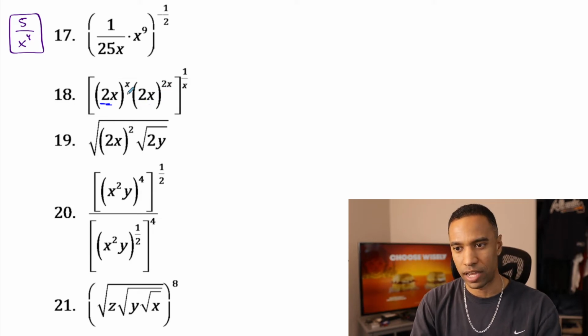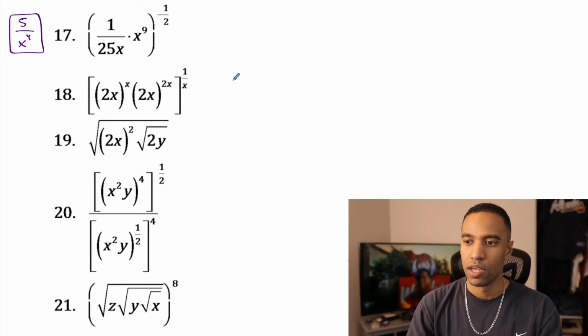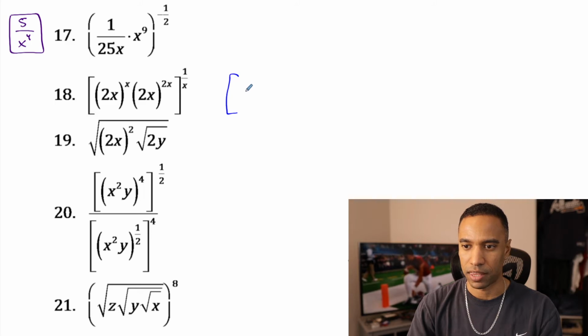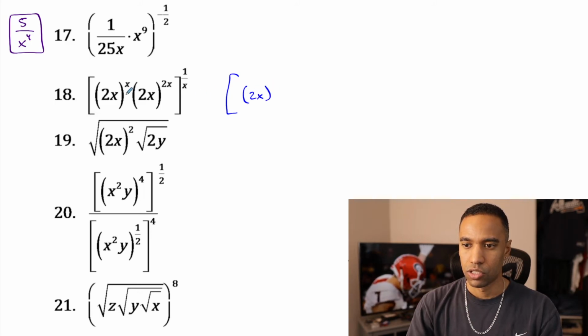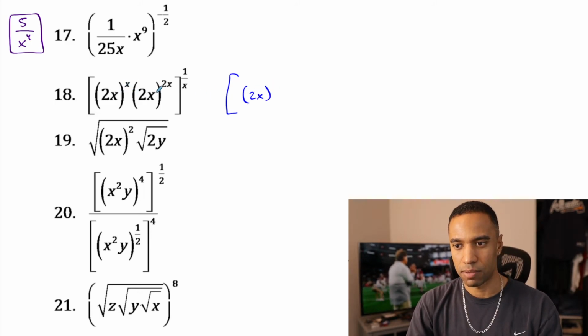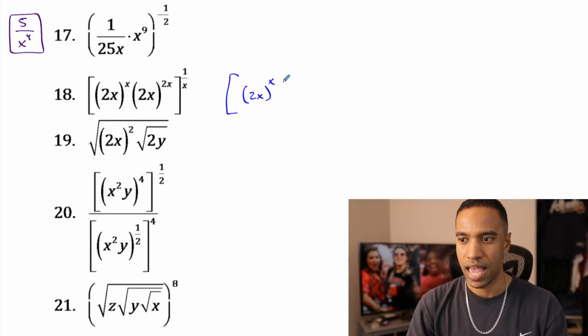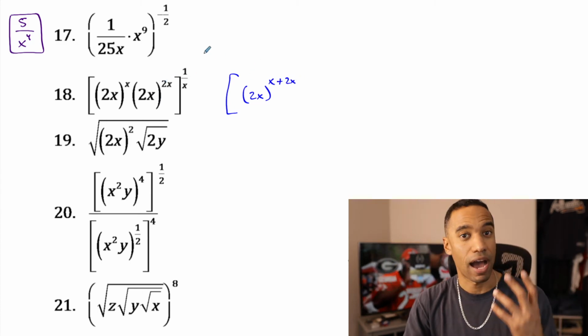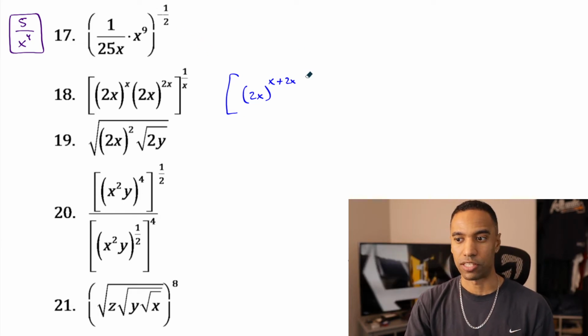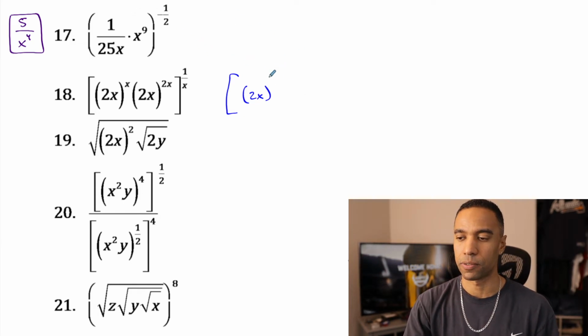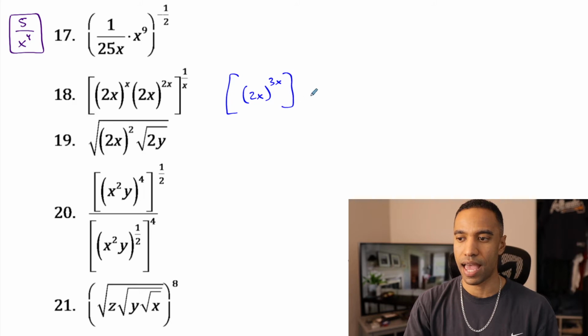I have 2x and 2x, which means I can add my exponents here, right? So inside of the bigger bracket, I do have 2x to the x times 2x to the 2x, which means this is 2x to the x plus 2x power. Those two are going to add together, and x plus 2x is 3x. So 2x to the 3x power.